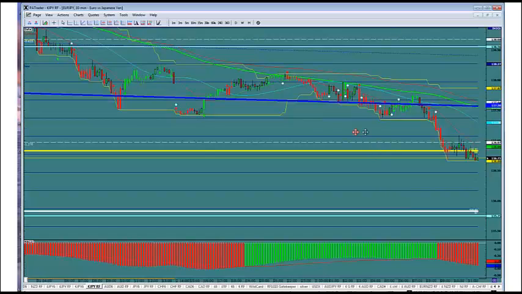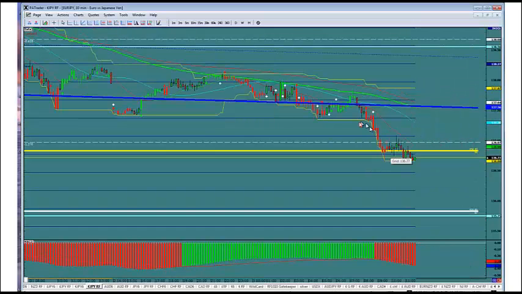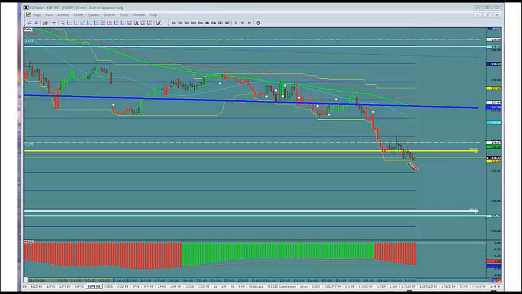All right. Again, euro yen, right to target. We missed this trade. We missed the euro pound and the pound yen because we were fiddling around with something else. But that's okay. This is a training room, not a trading room. So we learned a lot today.